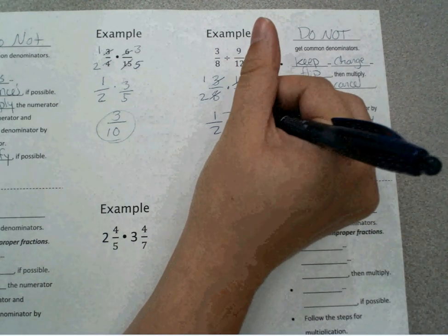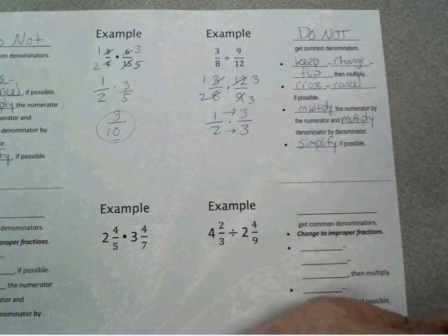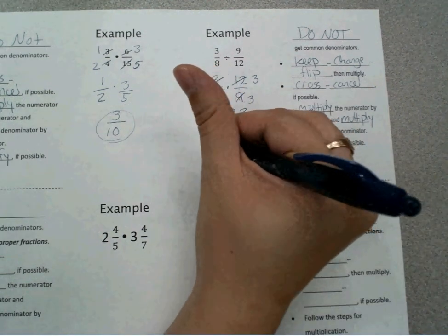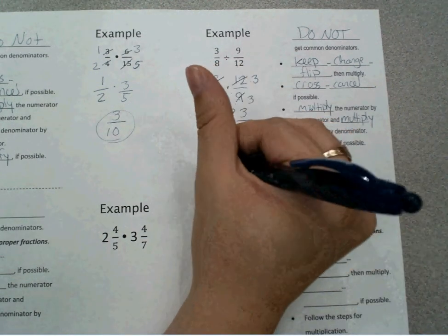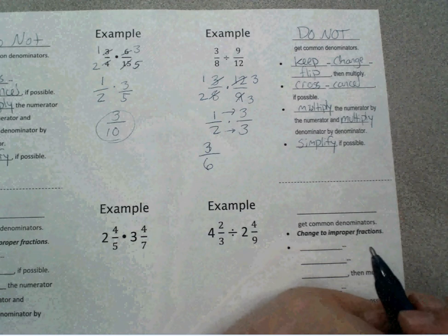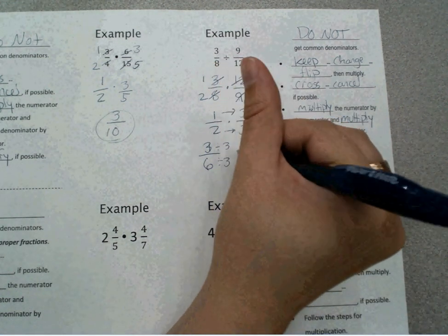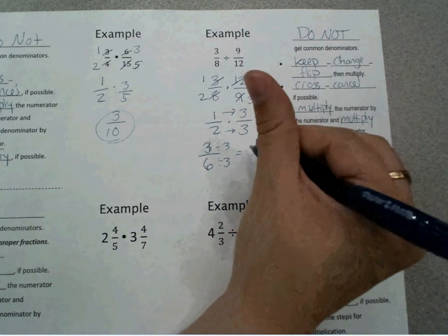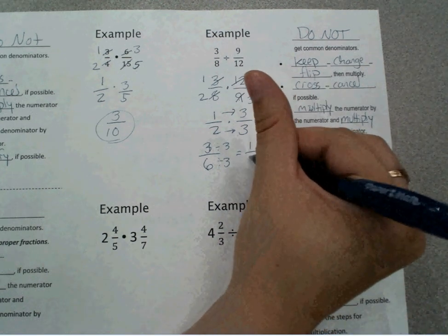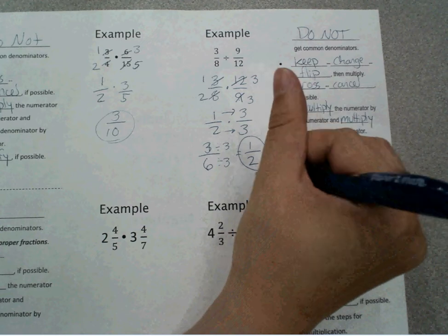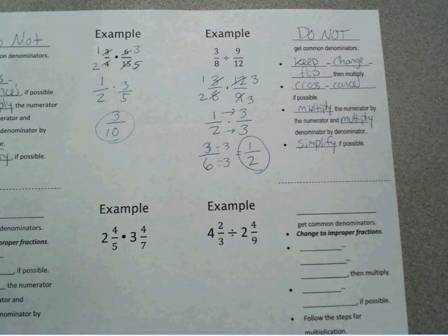If not, just go through with your multiplying straight across. 1 times 3 is 3. 2 times 3 is 6. And then simplify. They can both be divided by 3. So we end up getting 3 divided by 3 is 1. 6 divided by 3 is 2. So we get 1/2. We can't simplify that anymore.